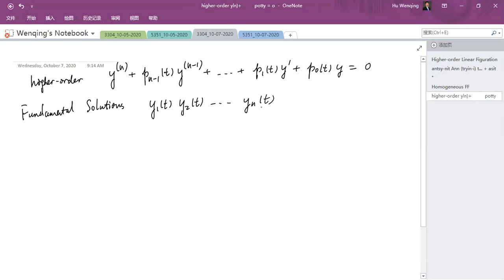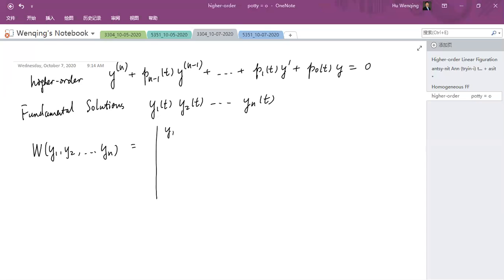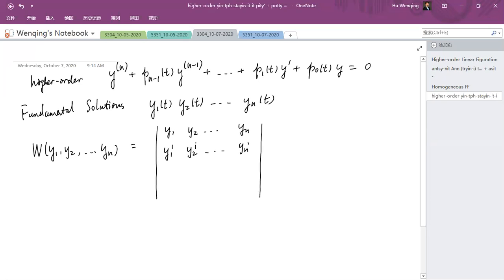Okay. How are you going to justify that they are fundamental solutions? Well, that means you have to consider the Wronskian W of y1, y2, up to yn. This is not just two functions, but n functions. For n functions, the Wronskian will be the same thing. It will be the determinant, y1, y2, up to yn, and then the second row are, as before, the derivatives, y1 prime up until you reach yn prime. But then this is not a square matrix. In order to reach a square matrix, how many derivatives do you need?